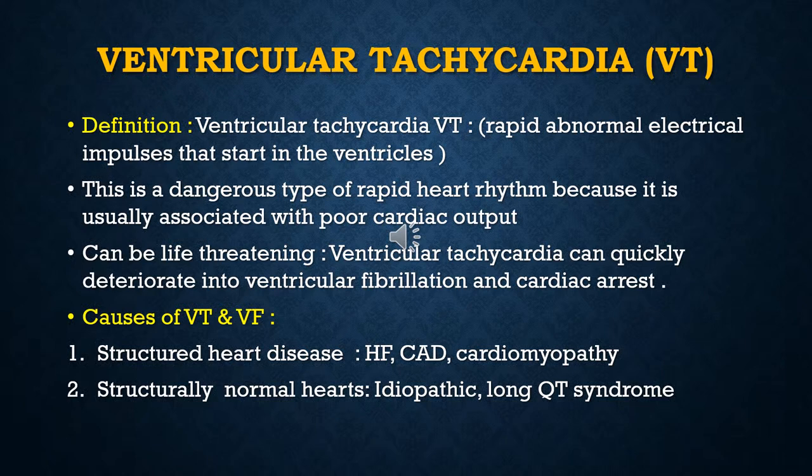The atrium contracts by the SA node at 60 to 100 beats per minute. The ventricle contracts by the VT activity, the ventricular tachycardia activity, which is above 100 up to 250 beats per minute. We have complete AV dissociation.